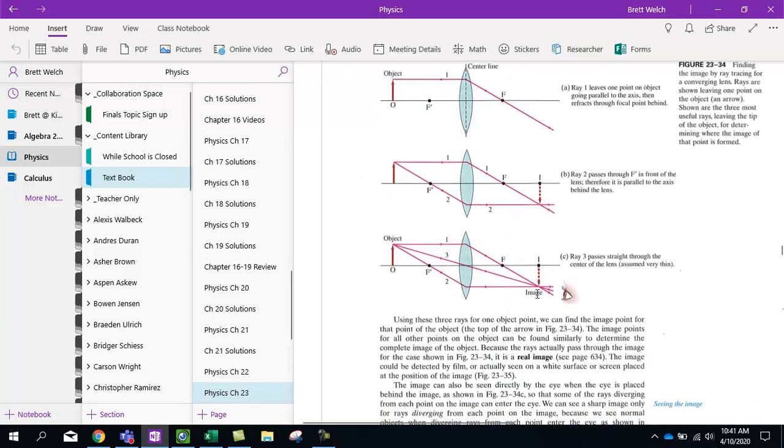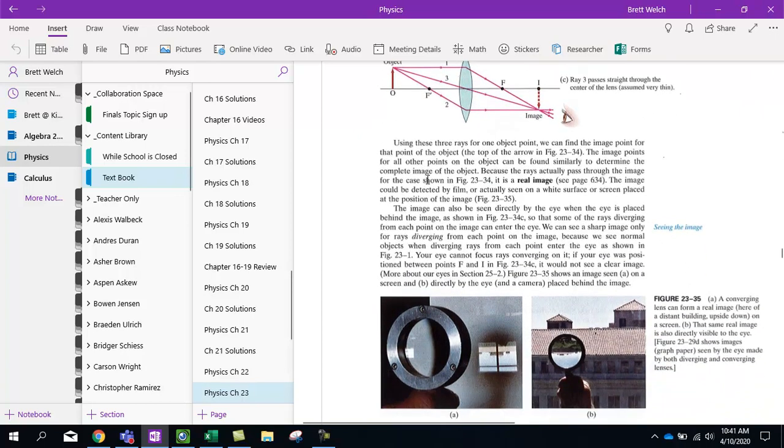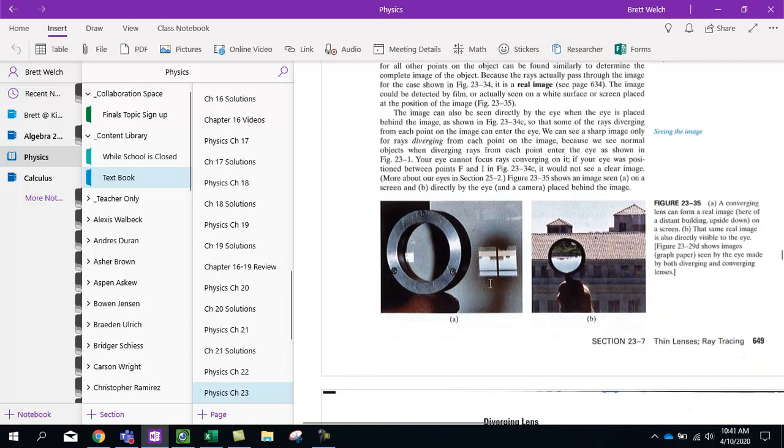Okay, a real image will occur on the back side of the lens. What I mean by that is we call the place where the object is the front side. Over here on the other side, we'd call that the back side of the lens. It's virtual if it occurs on the same side of the lens. There's also some sign conventions that we should talk about.